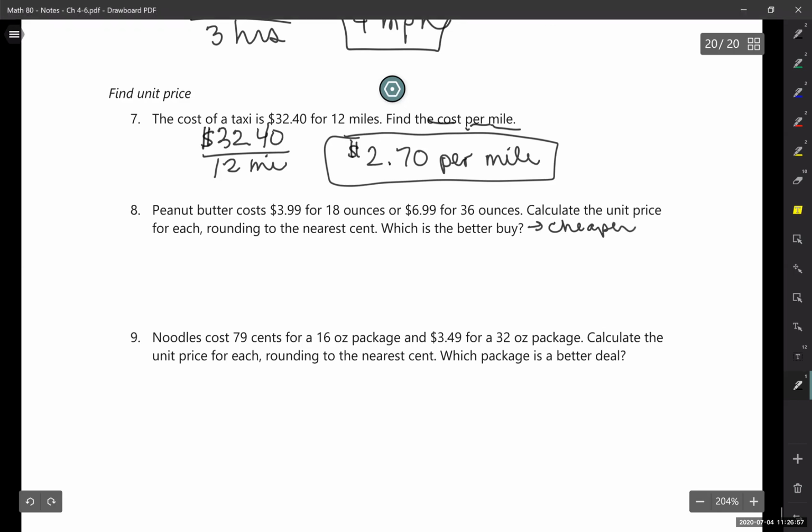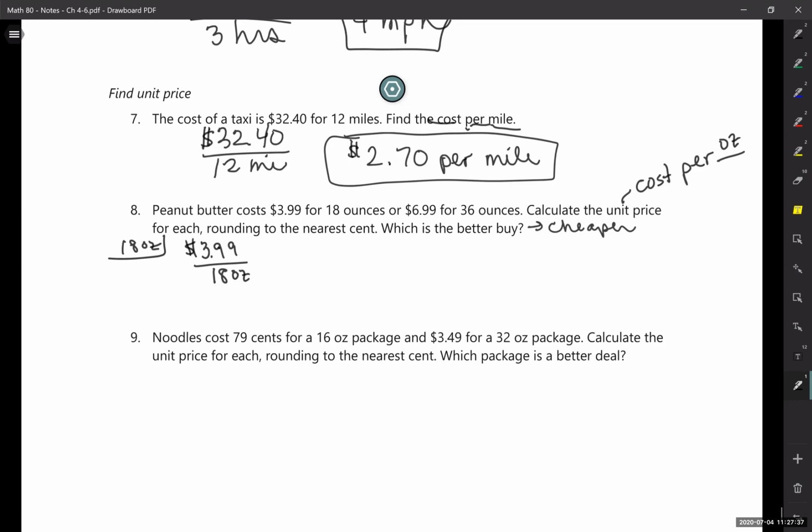So we'll start off with the 18-ounce container, and that is $3.99 over 18 ounces. Money always goes on top. If you do these backwards, you will always get the exact wrong answer. Money goes on top because we want to know how much money this costs per ounce. So the unit price is the cost per whatever you're talking about. Many times you're talking about ounces. Sometimes you could be talking about pounds or gallons or other units.